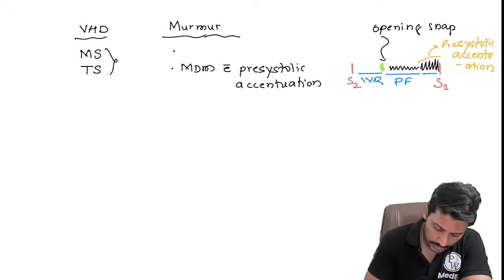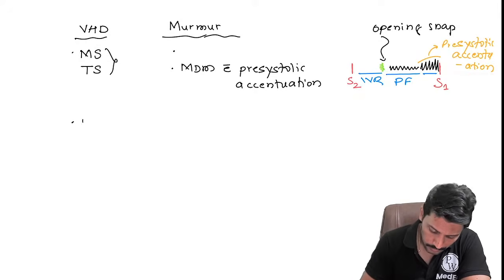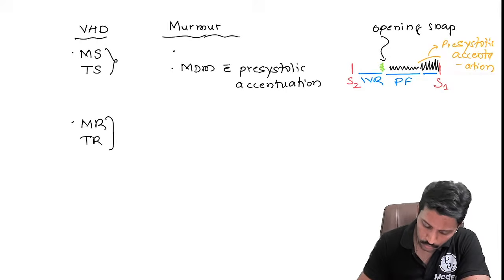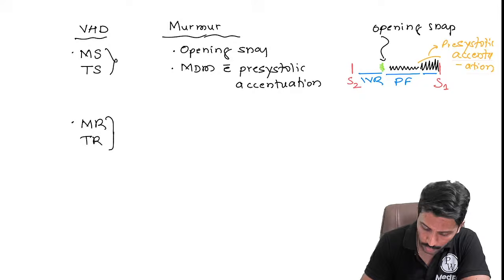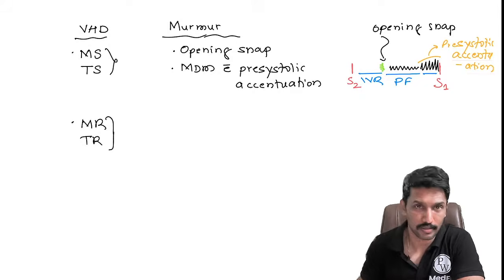Okay. Then, if you talk about mitral regurgitation and tricuspid regurgitation, both of them produce the same murmur. So here you will also have an opening snap, as I've already told you. Opening snap followed by a mid-diastolic murmur with presystolic accentuation.